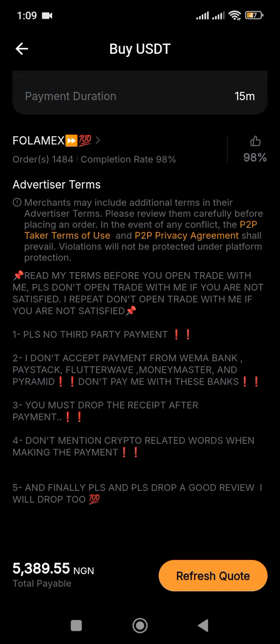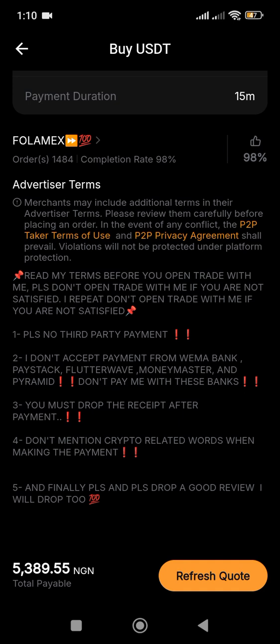When you have completed the payment, you will see where to chat the supplier. You can chat the advertiser, him or her, privately and drop your proof of payment for him or her to see it also. Although the system will automatically send the one you uploaded on the system for him to see.